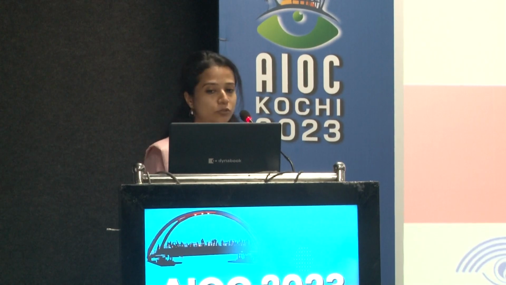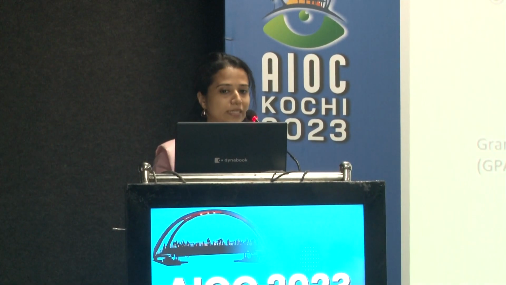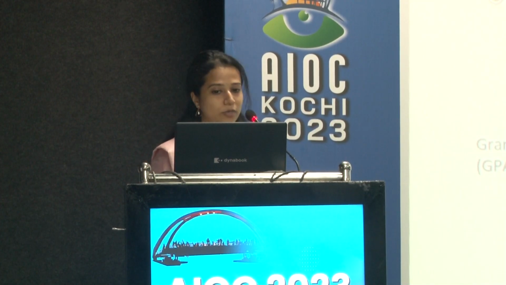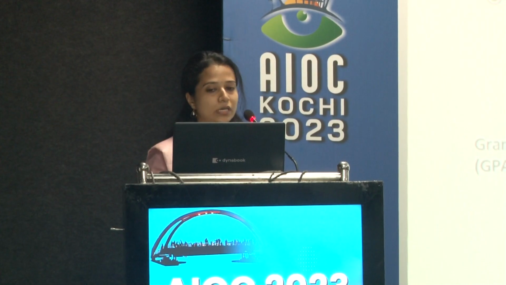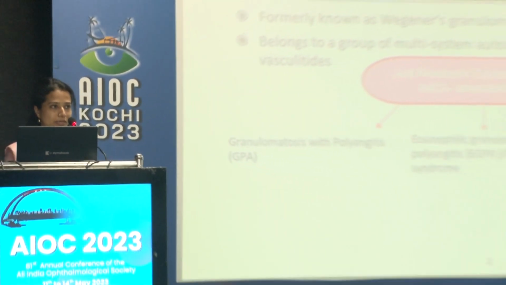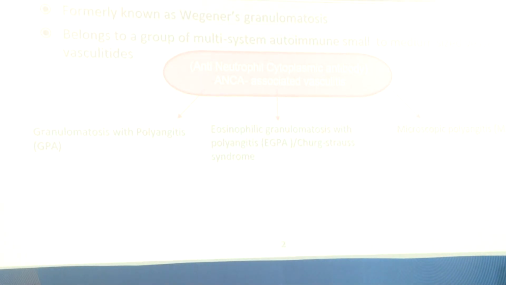Our study was on the condition ocular granulomatosis with polyangiitis. Granulomatosis with polyangiitis is a life-threatening disease, previously called Wegener's granulomatosis. It is an autoimmune multisystem vasculitis affecting the medium and small size vessels, and it belongs to a group of diseases called ANCA-associated vasculitis.